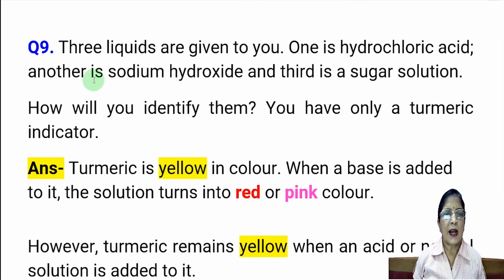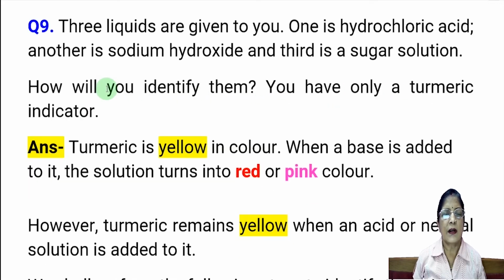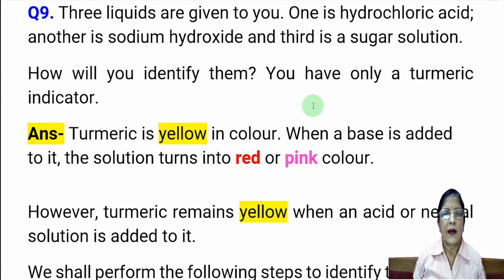Now question number 9. Three liquids are given to you. One is hydrochloric acid, another is sodium hydroxide, and the third is a sugar solution. How will you identify them? You have only a turmeric indicator.